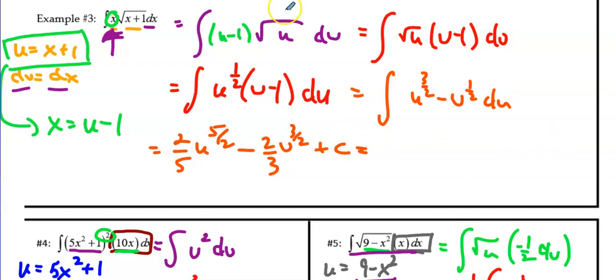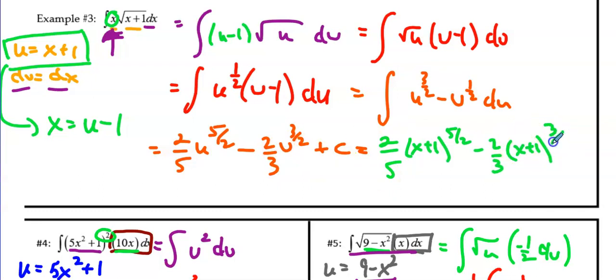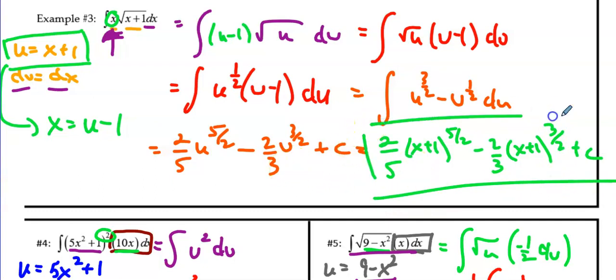So our final answer for this problem is going to be 2 fifths, and then we're going to replace u with x plus 1, to the 5 halves power, minus 2/3, and again we replace this u also with x plus 1, to the 3 halves power, plus c. So there is our u sub little guide for indefinite integrals.